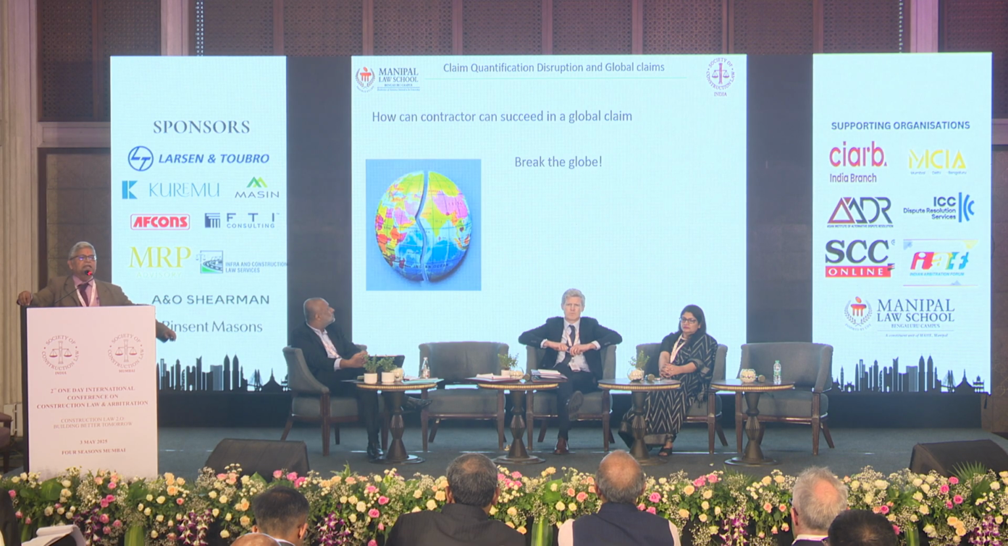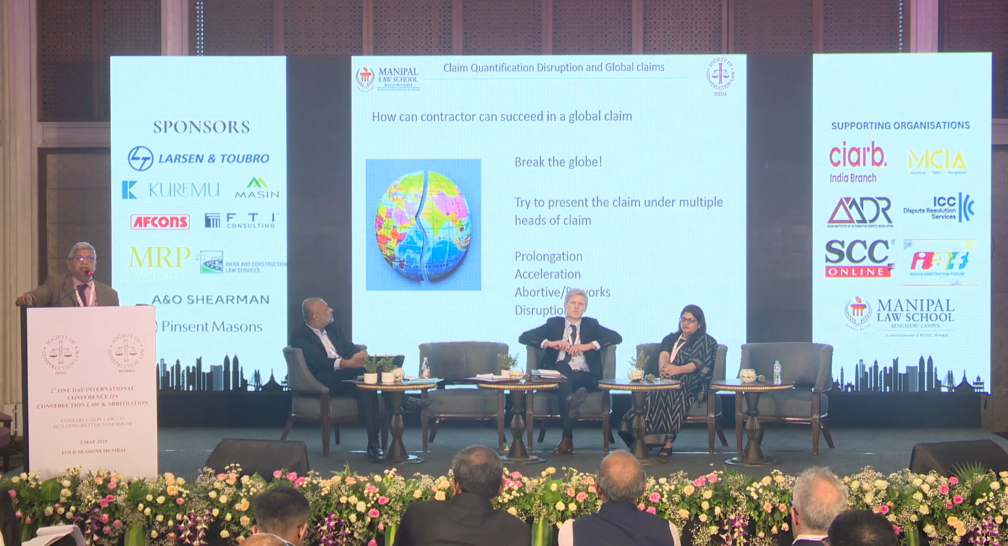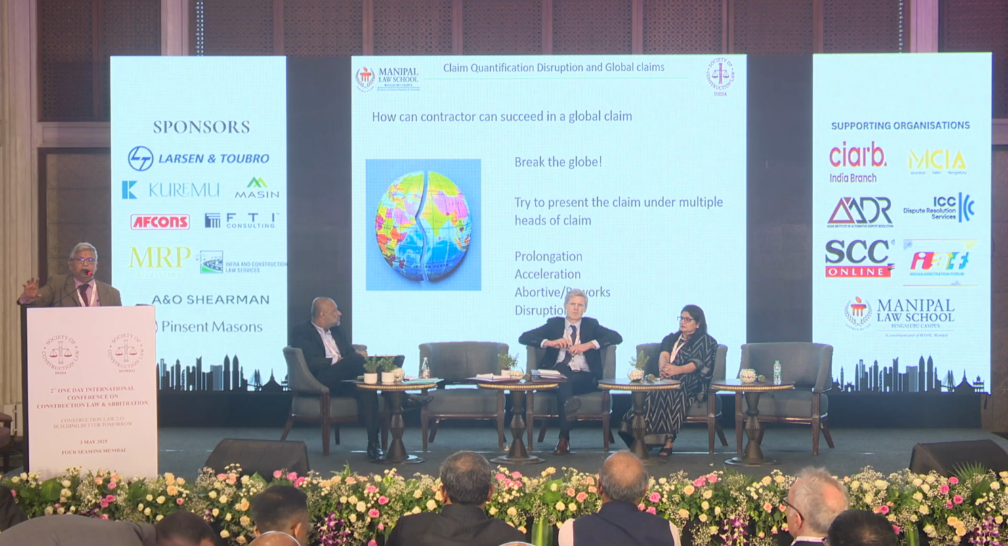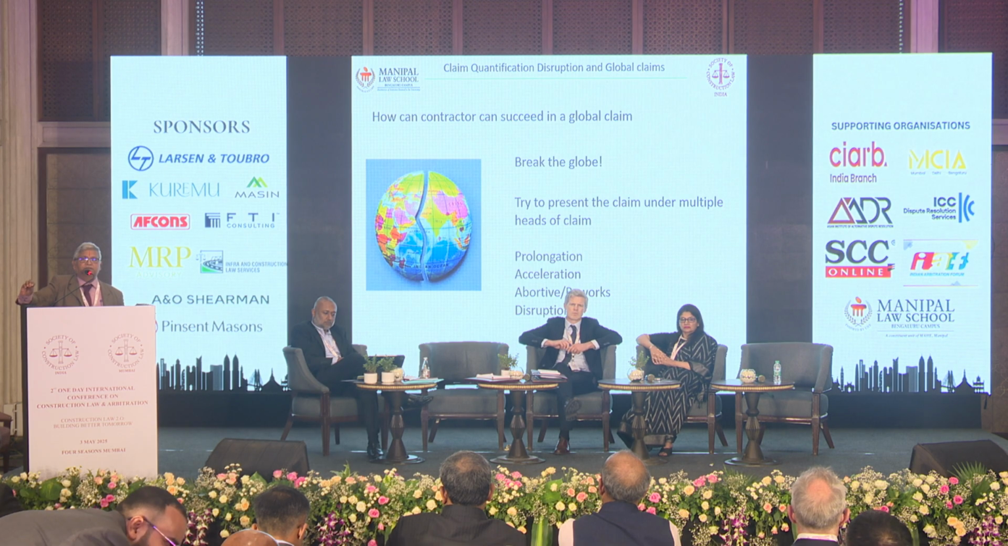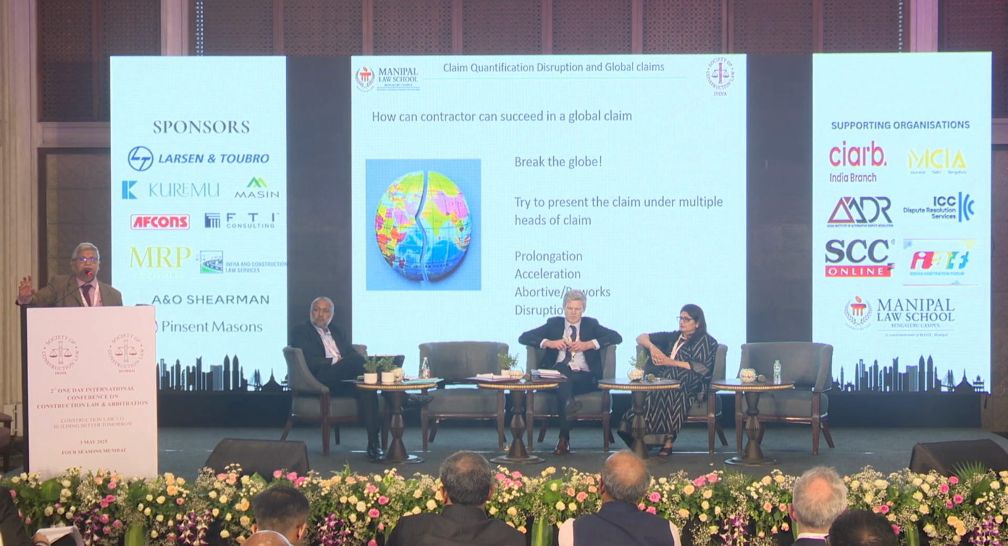So what we try to tell is, you try to break the claim into prolongation, then abortive works, then the disruption, then finally there may be a residual amount which could be acceptable as a global claim. But if the contractor puts everything together, including prolongation, changes, everything, then I don't think the contractor will have any opportunity to prove the global claim. So generally, I would suggest avoid it as much as you can, but if you are able to put the heads of claim, then the global claims could still be proven.